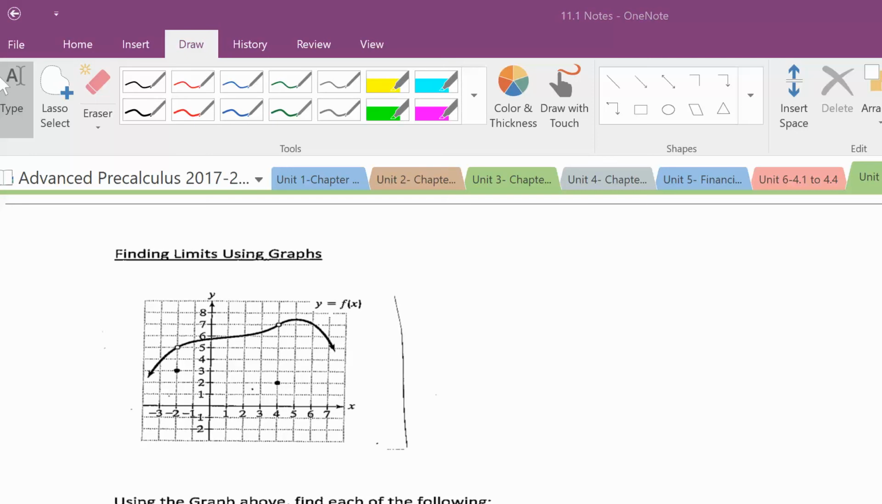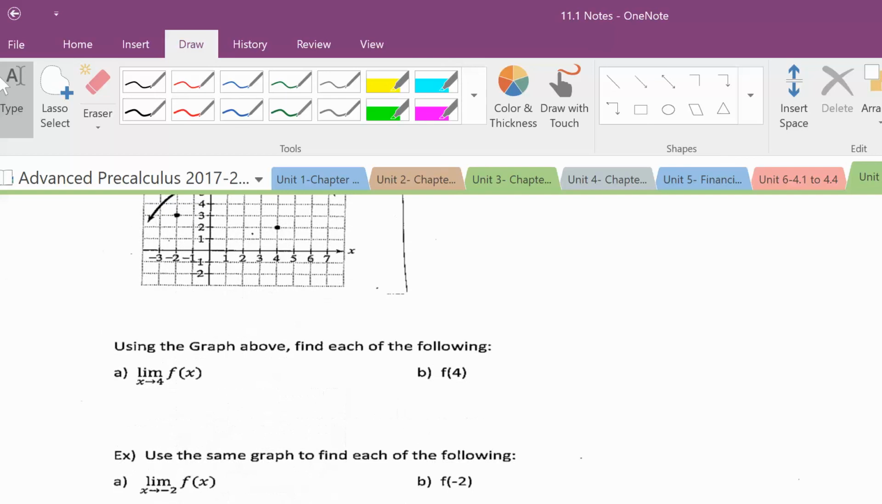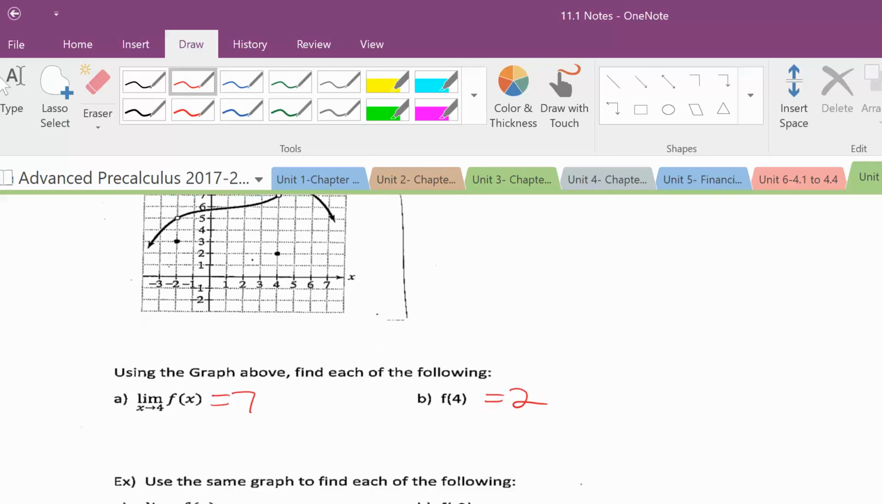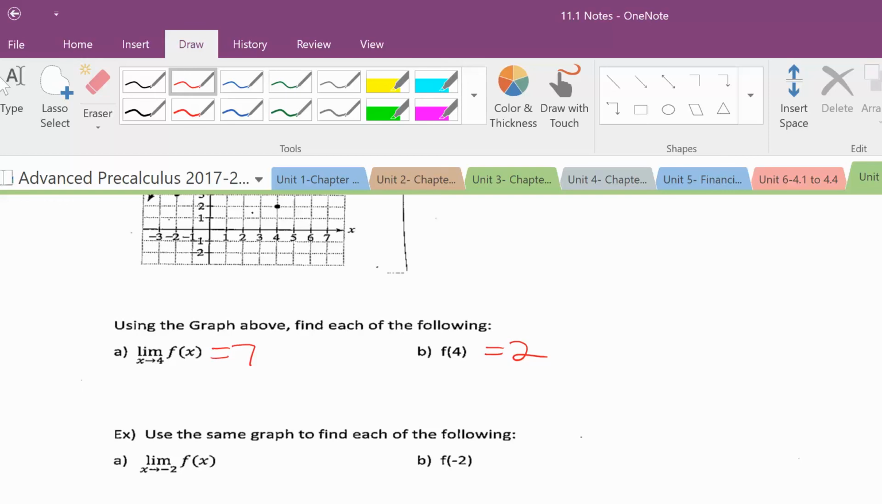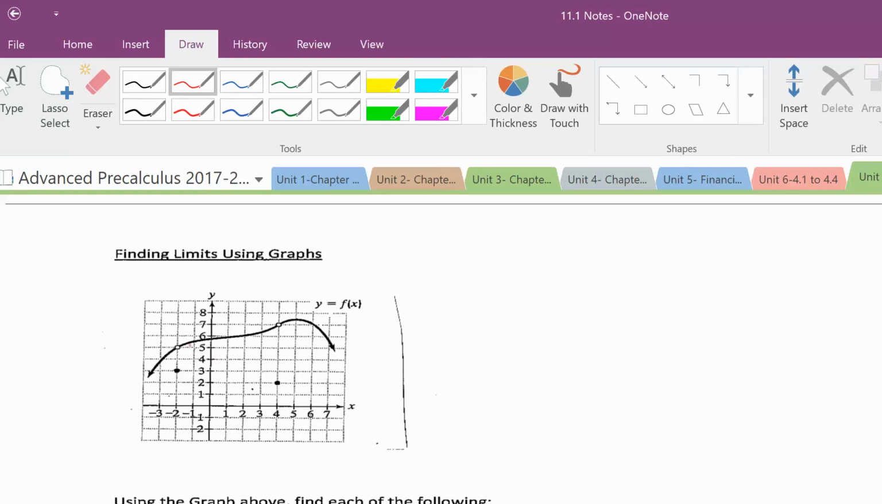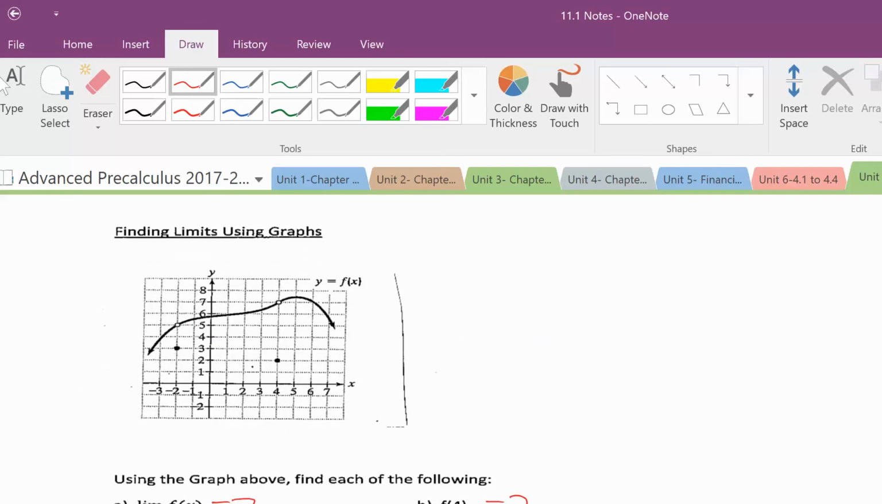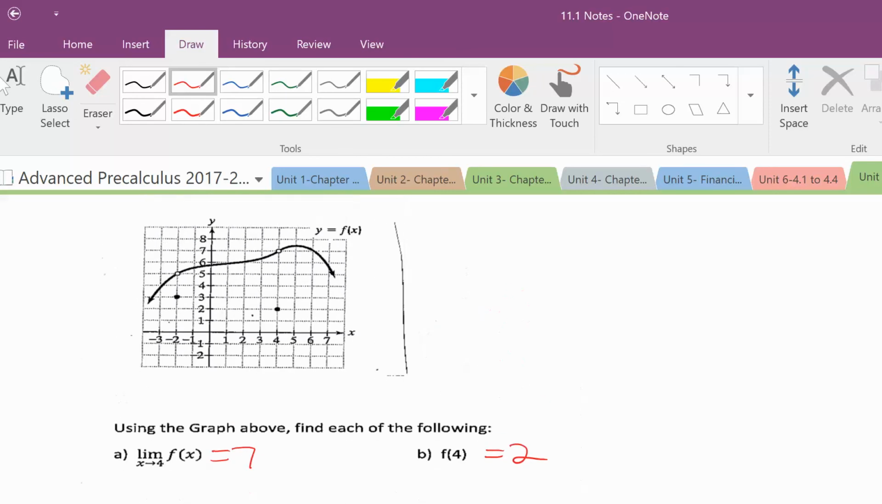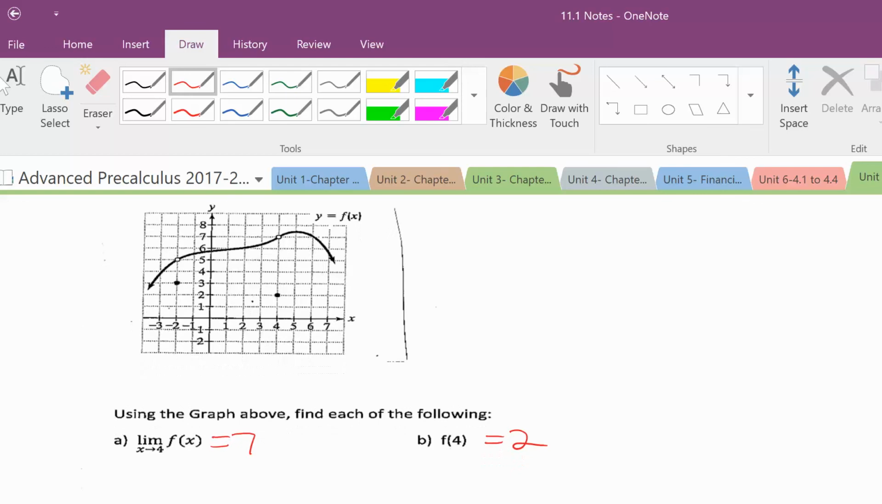So the next part is about using the graphs to find the limits. So the limit as x approaches 4 of the function, well, notice here it's going towards the value 7. Now if I want f of 4, that's where the dot is. F of 4 is equal to 2. So I'll look at the same graph, but now negative 2. As x approaches negative 2 of the function here, it's 5. But then f of negative 2, where the dot is, is equal to 3.